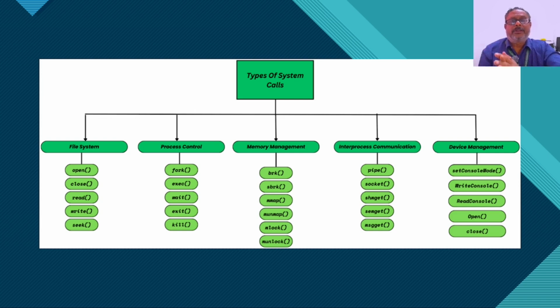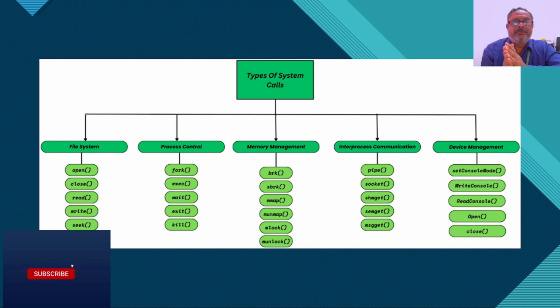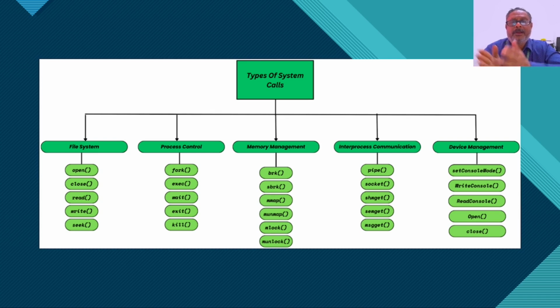If you want to execute any process, then exec is the system call we have. And when we want to wait for some event to occur, then our process has to wait. For that we have the wait system call. And once the process work is done, we need to exit. And if we don't want any other process to exist, then we can kill the other process and all that. So those are the different process control system calls. On the same ground, we have system calls for memory management, interprocess communication, device management, and all that.